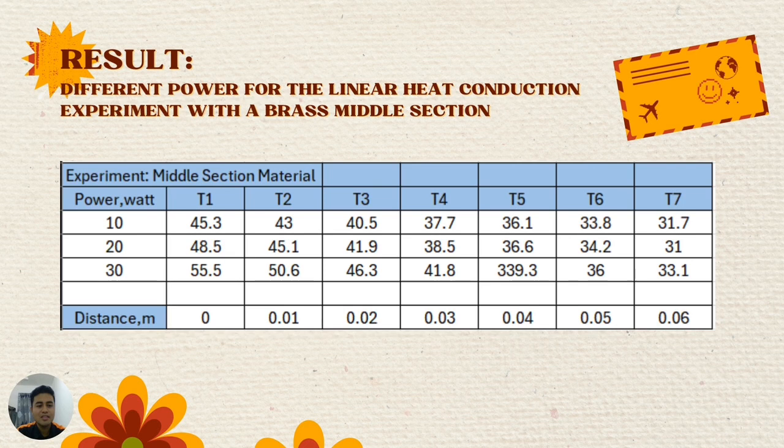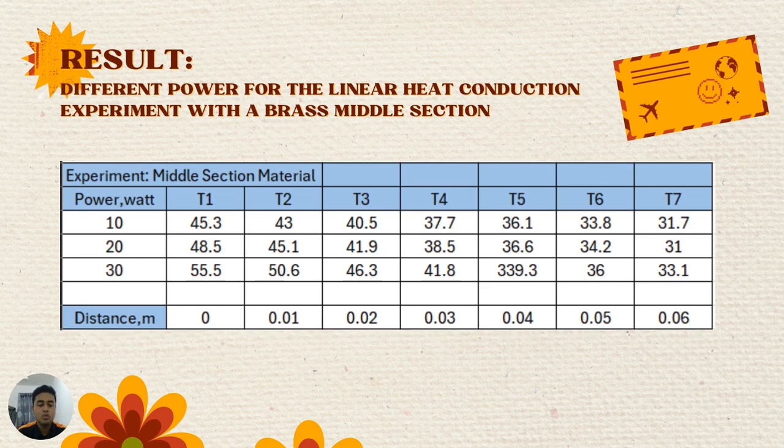Okay, for the next part, we go to the results, which is my part. From the previous part, the procedure, we can see that we did the experiment for 3 different materials: brass, stainless steel, and copper. The main objective of this lab is to know whether the metal material will affect the temperature if we give a different power supply.